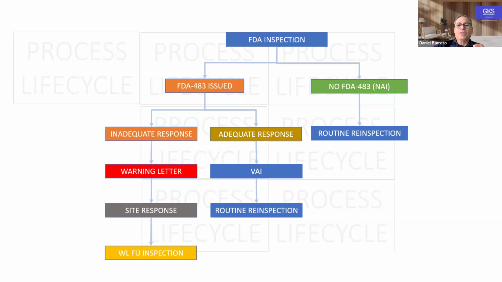But if you didn't respond very well, you're going to get a classification called OAI, which means official action indicated. And that means that submissions you are making for new products will not be approved. That means that if you are exporting product to the United States, your products are going to be blacklisted. So this is really important.